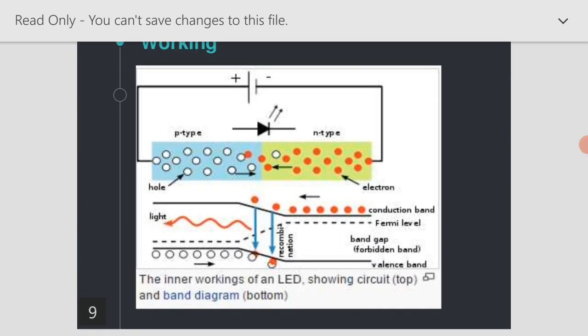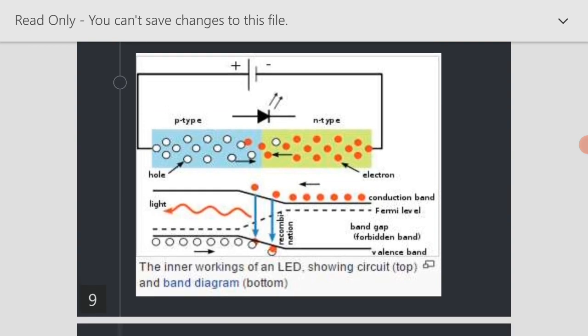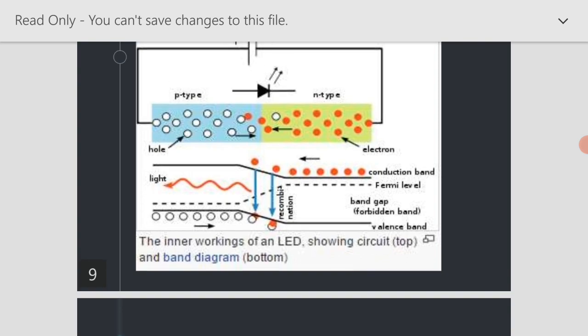Working. The inner working of an LED showing circuit and band diagram. It consists of P type, the majority being holes, and N type, the majority being electrons. In P type and N type material, the diode is connected to the anode terminal towards P type and the cathode terminal towards N type. As shown in the figure, the valence band, the conduction band, and then the forbidden band gap between the valence and conduction band.